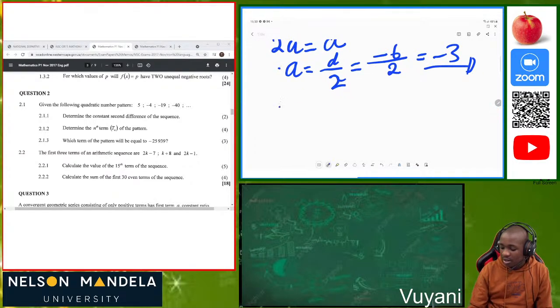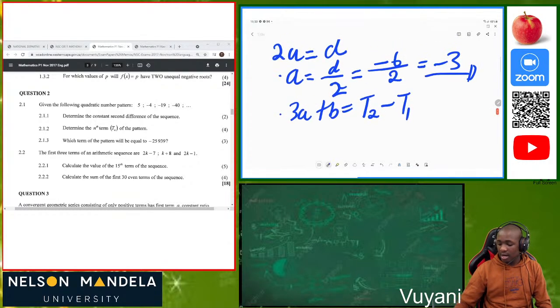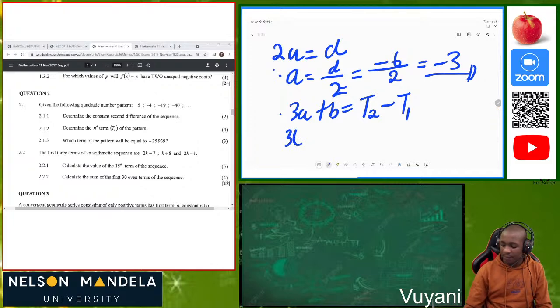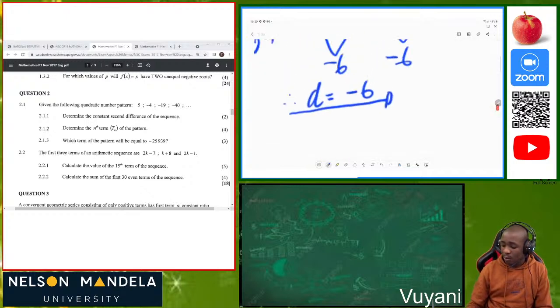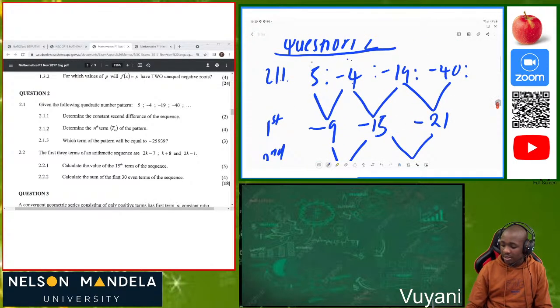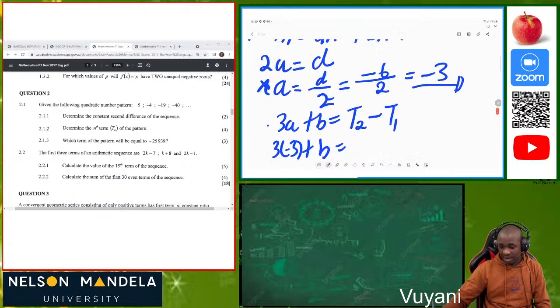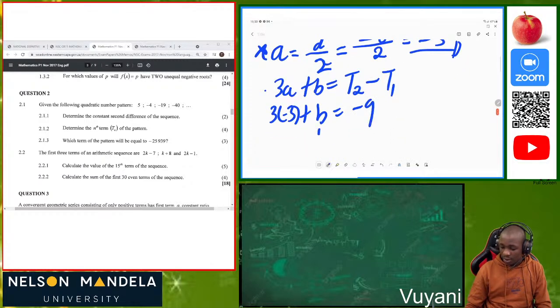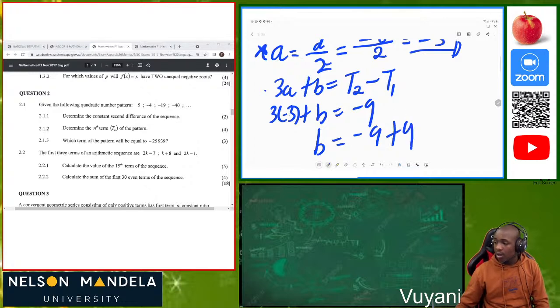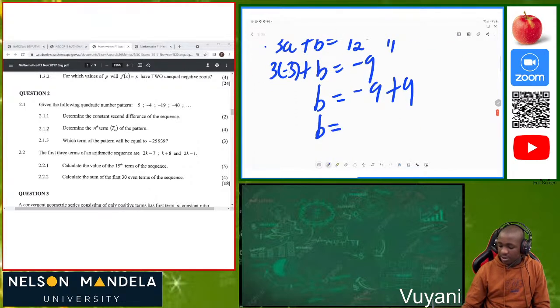Now we have to calculate the value of b. We know that in order to calculate the value of b, we use the equation 3a plus b is equal to term 2 minus term 1. Our a we have calculated, it's negative 3, so negative 3 times 3 plus b is equal to term 2 minus term 1. We calculated that when we did t2 minus t1, and we got negative 9. So 3 times negative 3 is negative 9, plus b equals negative 9. When we transpose the negative 9 to that side, it becomes positive 9, and we end up having b equal to 0.